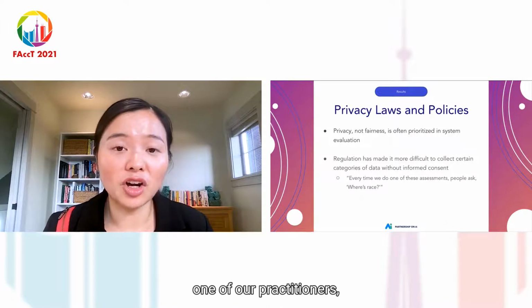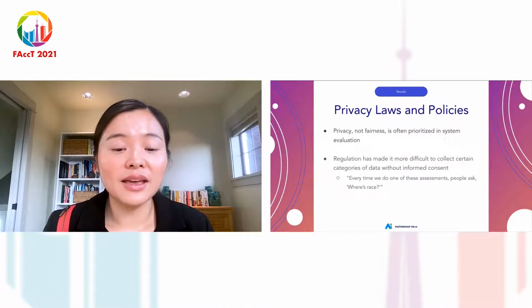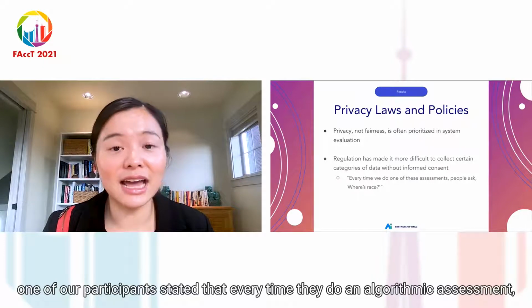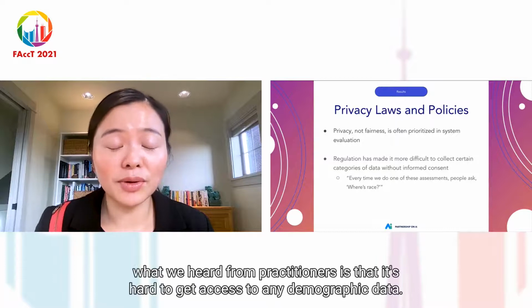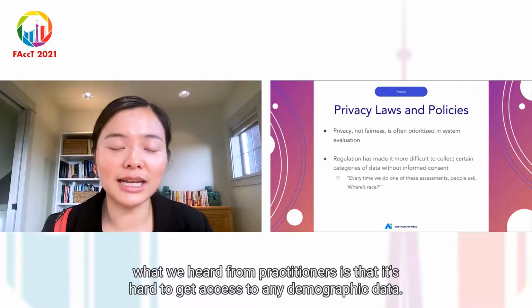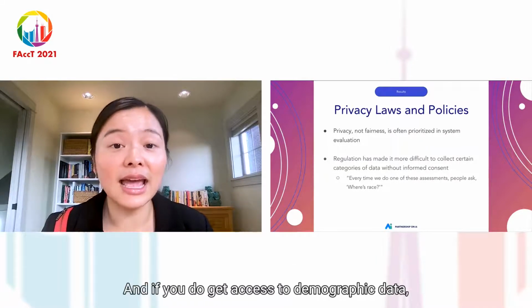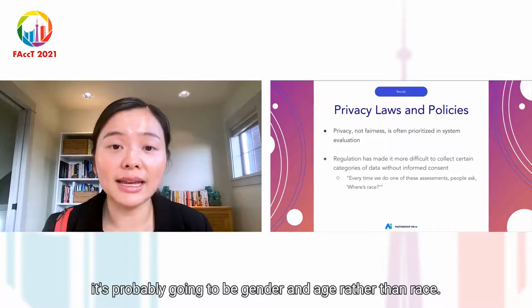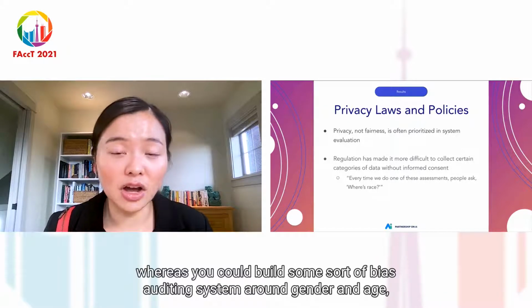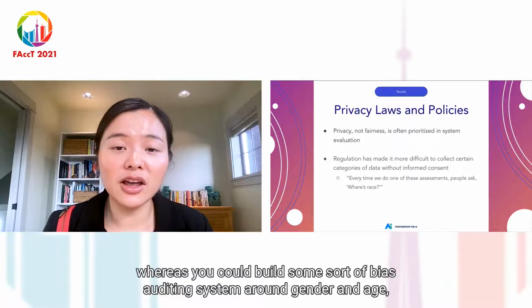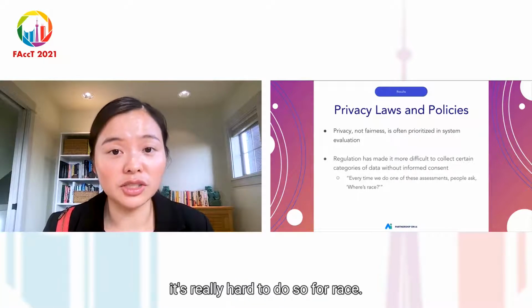In fact, one of our participants stated that every time they do an algorithmic assessment, people ask them, "Where's race?" Because by and large, what we heard from practitioners is that it's hard to get access to any demographic data. And if you do get access to demographic data, it's probably going to be gender and age rather than race. And so, whereas you can build some sort of bias auditing system around gender and age, for the most part, it's really hard to do so for race.